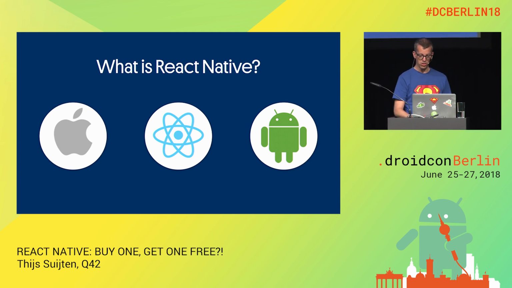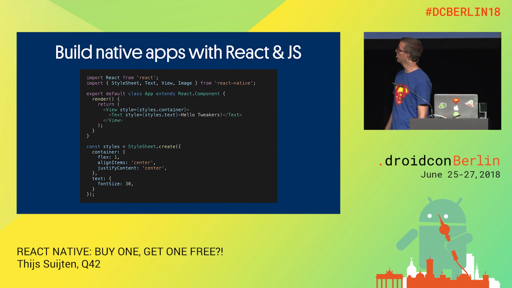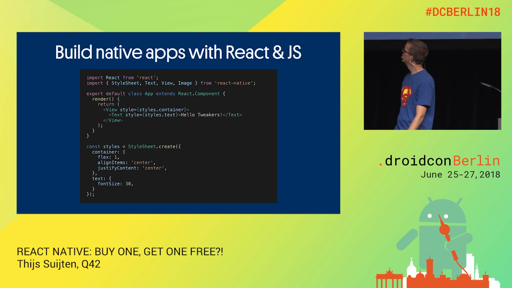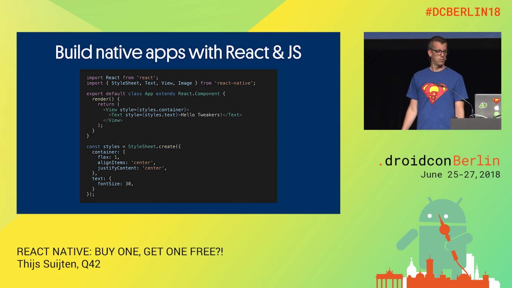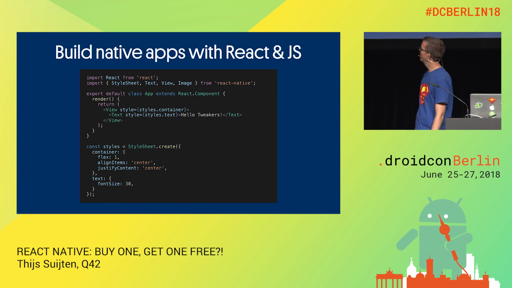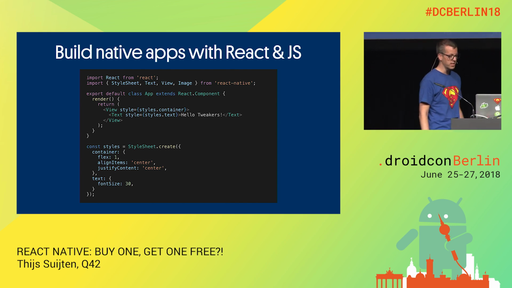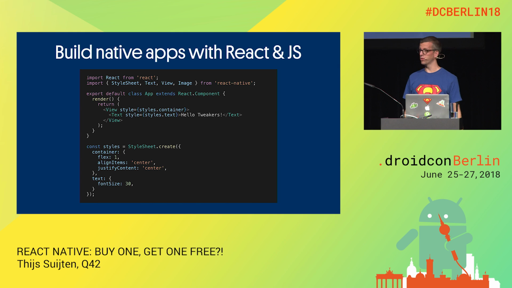To give you a quick example, this is what a React Native app might look like. So we have a class here, a component, which is your app, which has a render function, which returns something that looks like HTML, but it's not. And we have some styles here. These styles look like CSS, but they're not really CSS. It's something that looks like it. And with this code, you basically have your first React Native app.